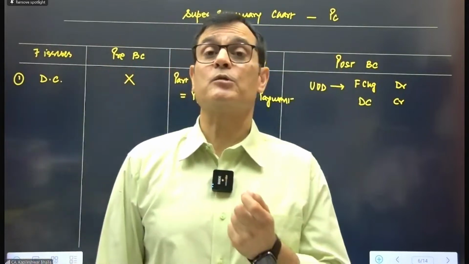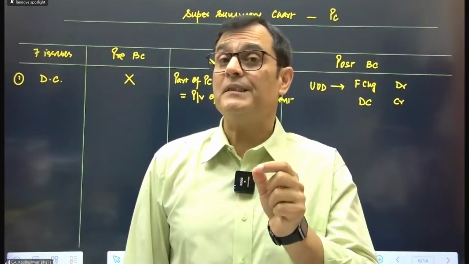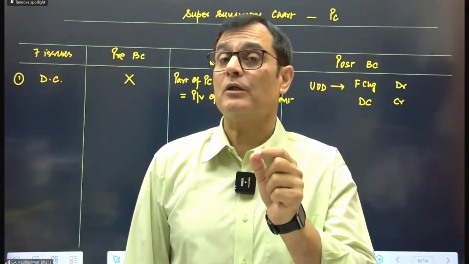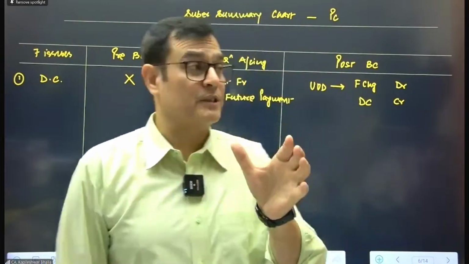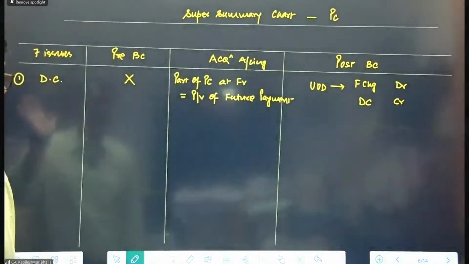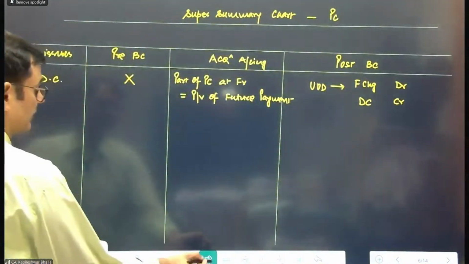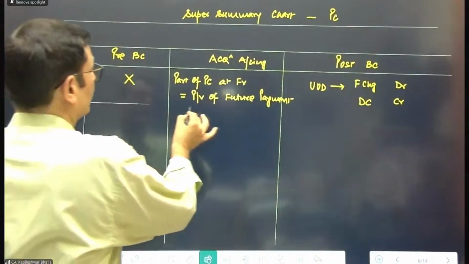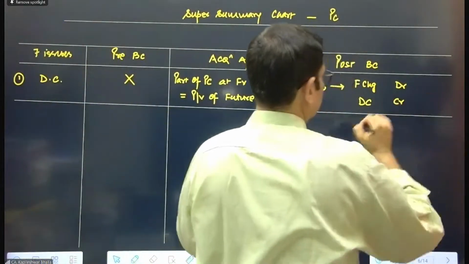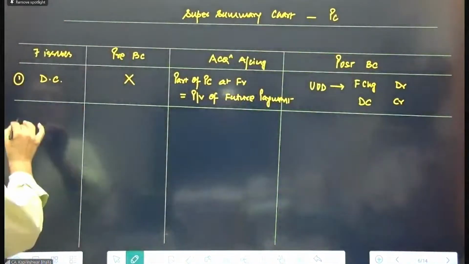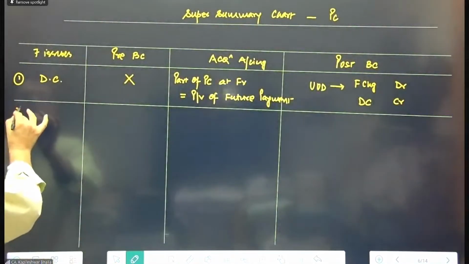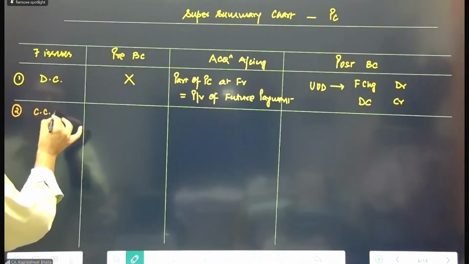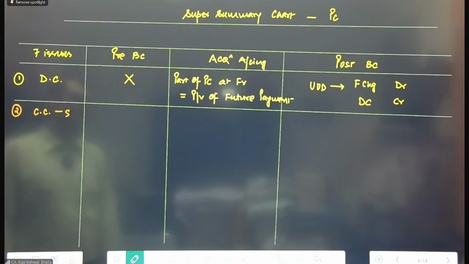This could be tested even in a small little question as well, because PC is a very important element of this particular standard. And you can get independent questions on this area. So your thought process needs to be very, very clear on these agenda. So this is my first issue, that is DC. Let's go to the next agenda, and that is CCS, contingent consideration in the shareholder's capacity.